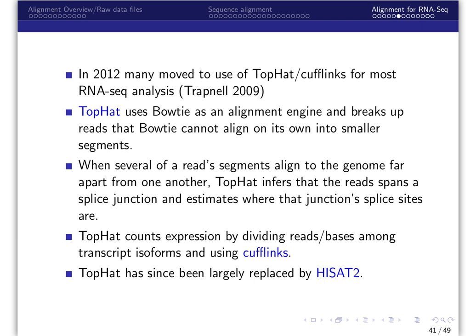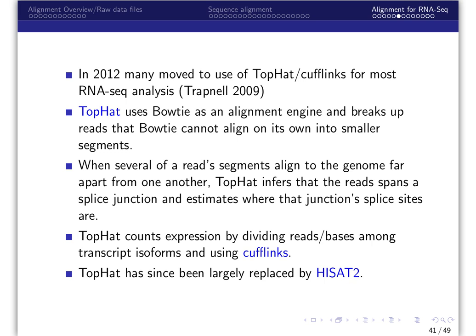Cufflinks was designed to work with Bowtie and TopHat sequence alignment programs, but it can use any file of RNA-seq reads aligned to a reference genome in SAM or BAM format, such as those produced by the BWA aligner or Illumina's ELAND package. The output from TopHat is a SAM file.